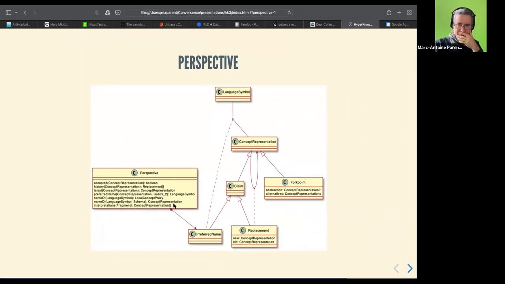All the naming I should have removed from that slide. It goes in the next slide. And so the fork point says there's an abstraction and alternatives. I should say that it belongs to a perspective. This did not belong in that slide, sorry. Replacement basically materializes a link between two concept representations. And of course, replacement itself is a claim.